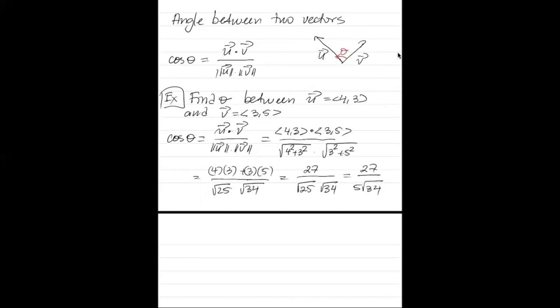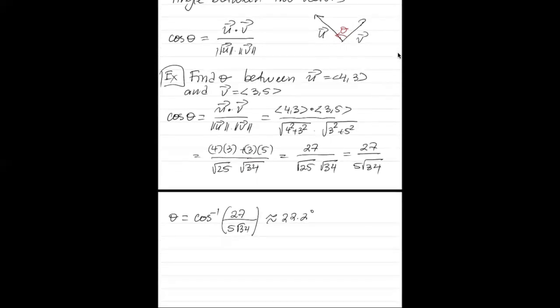But now, to find the angle theta, we need to take the inverse cosine of that number. You can just type this in, and that is approximately 22.2 degrees. So this is the angle between the two vectors.